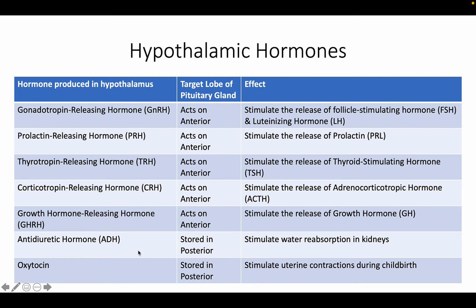Those are produced in the hypothalamus and go on to be stored in the posterior pituitary until they're released by the hypothalamus stimulating it, and they go on to stimulate water reabsorption in the kidneys, or in the case of oxytocin, stimulate uterine contractions during childbirth, as well as the other functions we just mentioned.